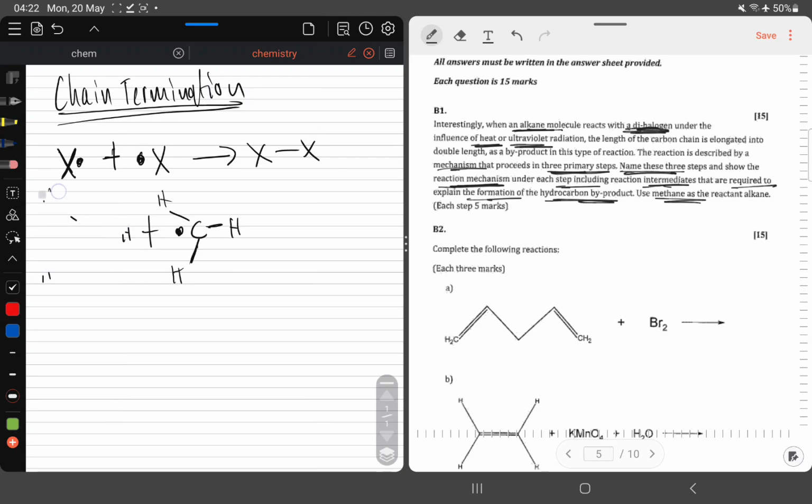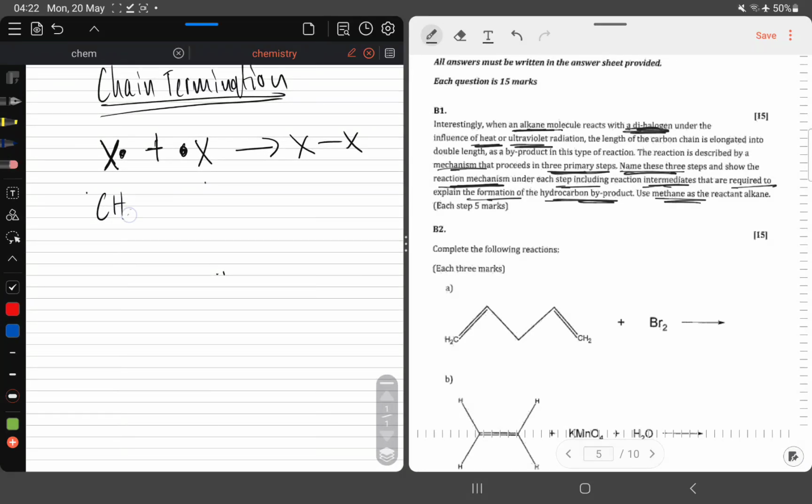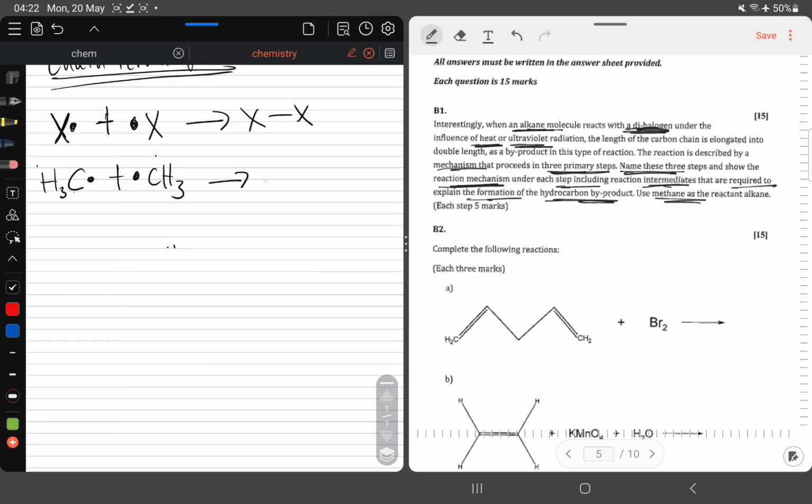We don't put them in displayed format. Only on chain termination, that's when we don't put them in displayed format. We like to just write it as CH3. Let's first say CH3 radical meets a CH3 radical, and this should therefore become CH3CH3. And then the last one is what happens if an X meets a CH3: then you're just going to have CH3X. This is the chain termination stage.